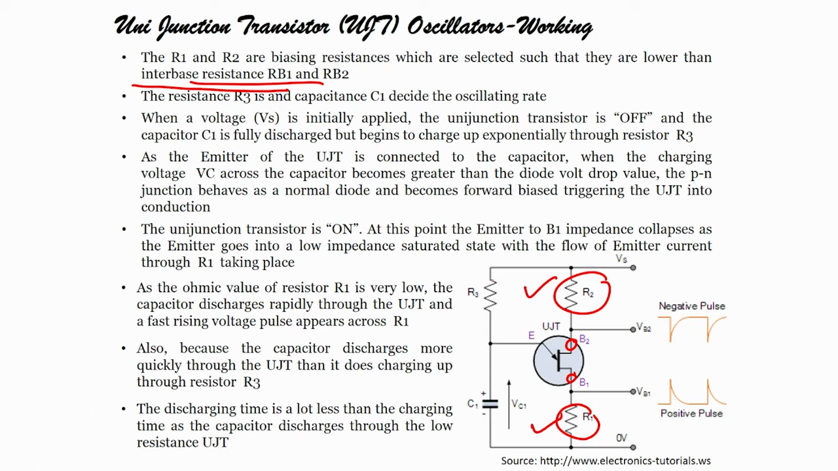The resistance R3 and capacitance C1 decide the oscillating rate. Now, when a voltage Vs is initially applied, the unijunction transistor is off and the capacitor C1 is fully discharged. When you apply this voltage, the unijunction transistor cannot operate.